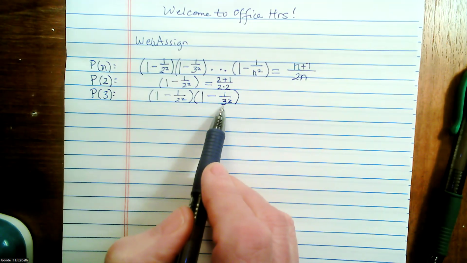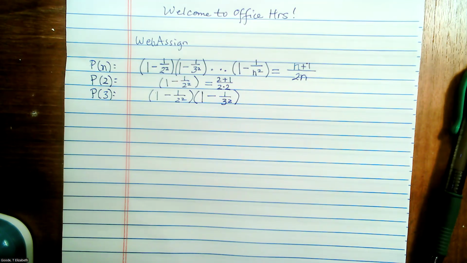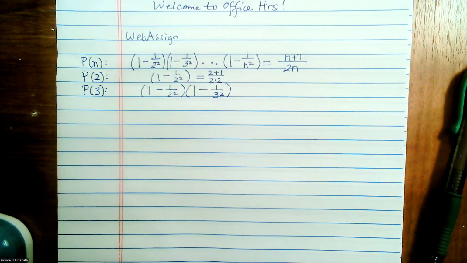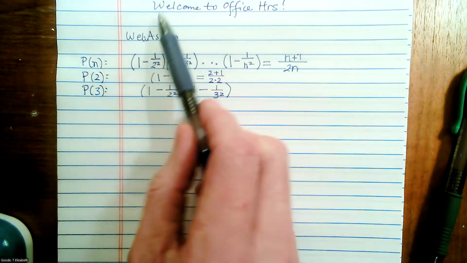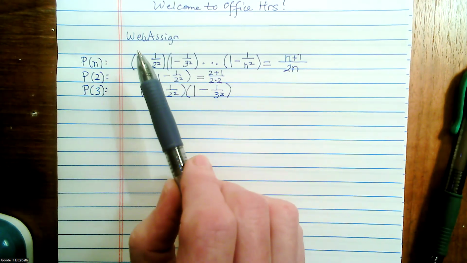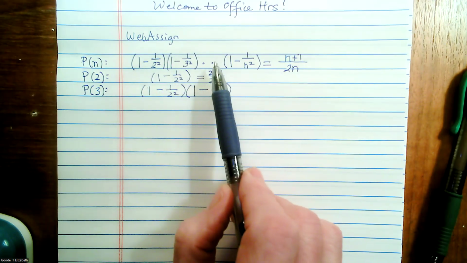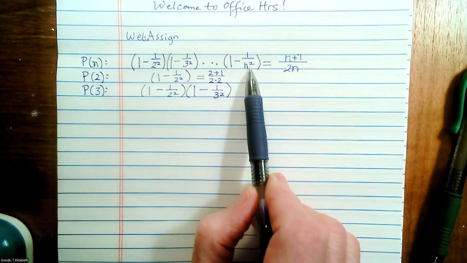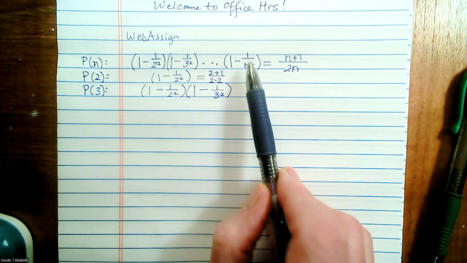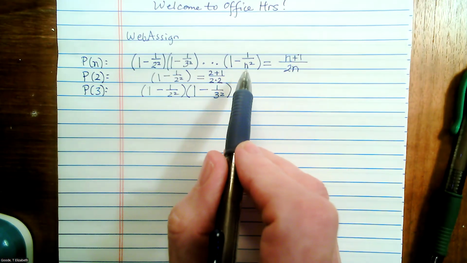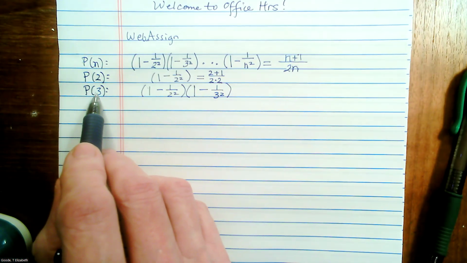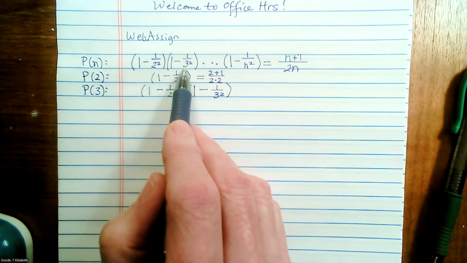Quick question. How come we are doing 1 minus 1 over 2 squared times 1 minus 1 over 3 squared, and why not just start with 1 minus 1 over 3 squared? I'm so glad you asked, because what this means is we are going to take the product of all of these factors up to however big n is. That is the left-hand side. It's a product. So when n is 3, we take this one times this one.